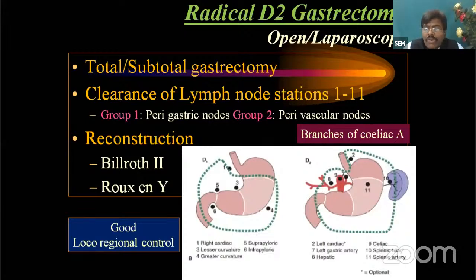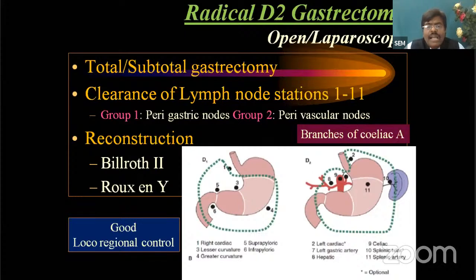For palliative or a benign tumor, we do a D1 gastrectomy. There we do only 1 to 6. Whereas if you remove all the lymph node stations from 1 to 11, not only perigastric but also perivascular, that is branches of the celiac axis, then that is called D2. This is the D2 or N2 lymph node dissection. So they remove all those things. So, D2 gastrectomy. Then once you have done this, for the rest of the stomach, how do you establish the gastrointestinal continuity? We do two procedures, either one of them. One is called Billroth 2, another is Roux-en-Y. These are the two important words you need to understand. For a first timer, it may be difficult, but we'll take it slowly.